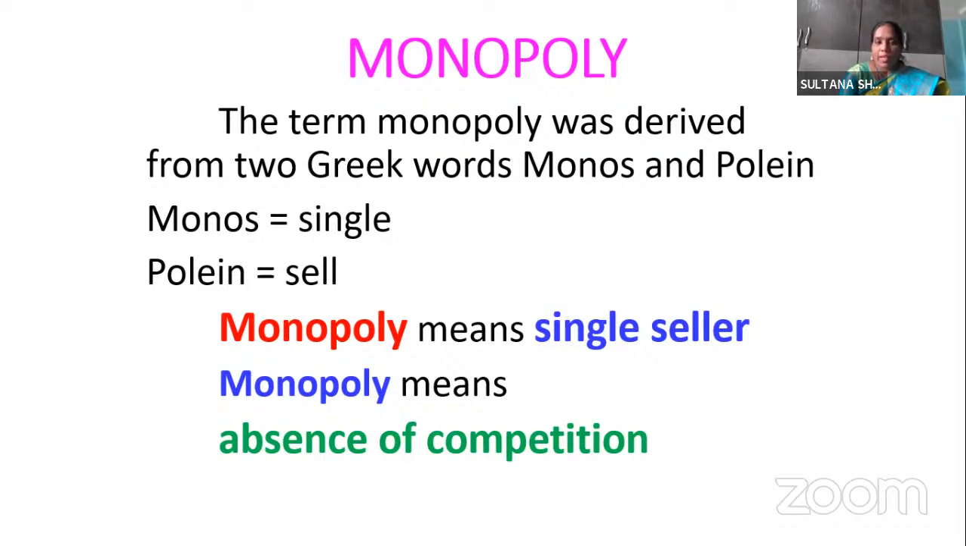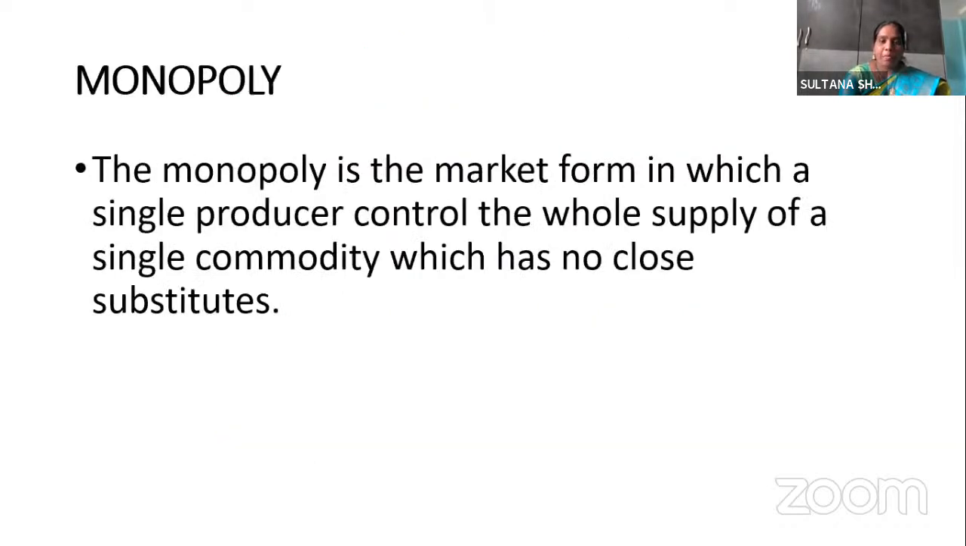In this monopoly market, single seller is there. When single seller is there, if demand for his product is more, what he will do? He will increase the price. He will try to maximize the profits. His main motive is maximization of profits. The monopoly is the market form in which a single producer controls the whole supply of a single commodity which has no close substitutes.